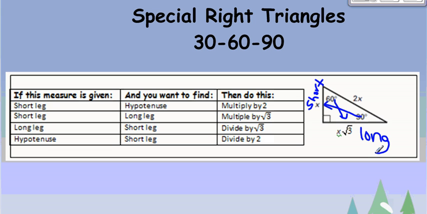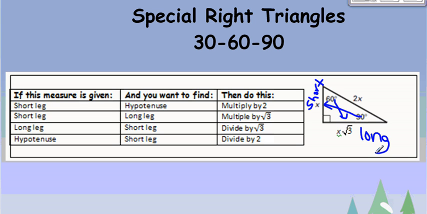The relationships we're going to see here is that your short leg will always be your x value. So that's always your simplest value. Your hypotenuse is going to be 2 times whatever that number is. And then your long leg is the only complicated one, and it's going to be root 3 times our short leg, kind of like the 45, 45, 90, except it's root 3 instead of root 2.